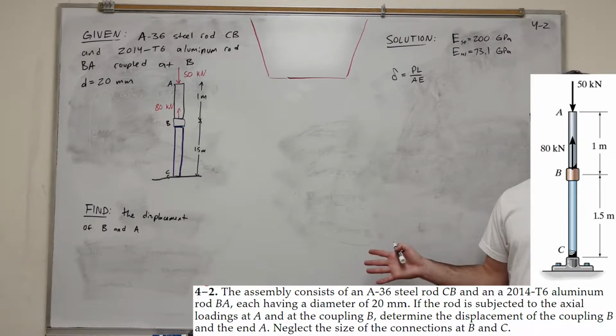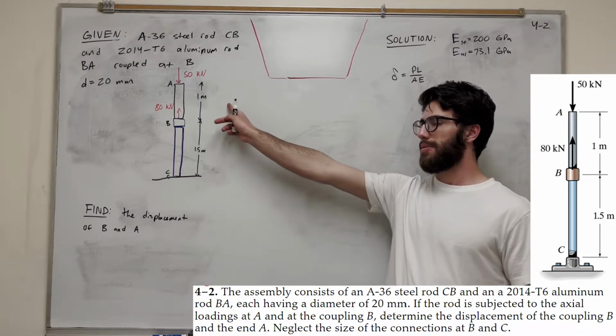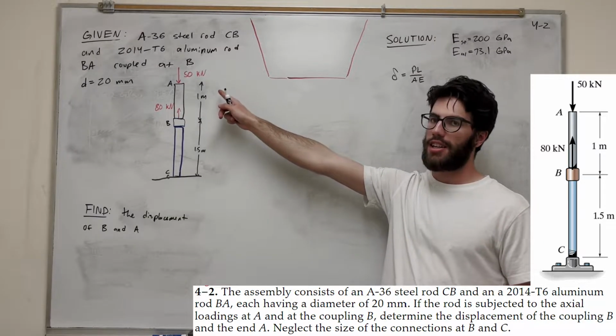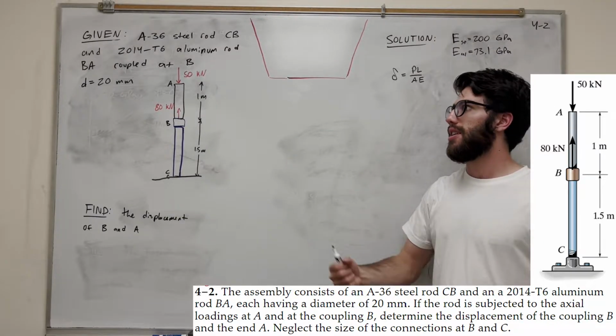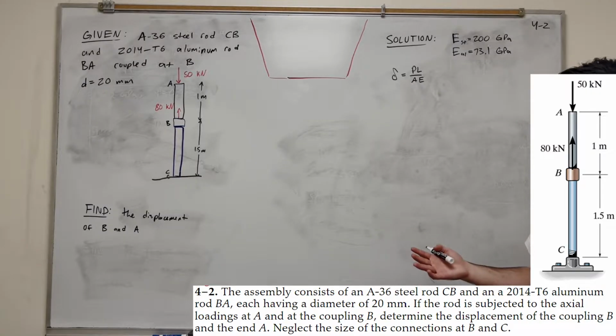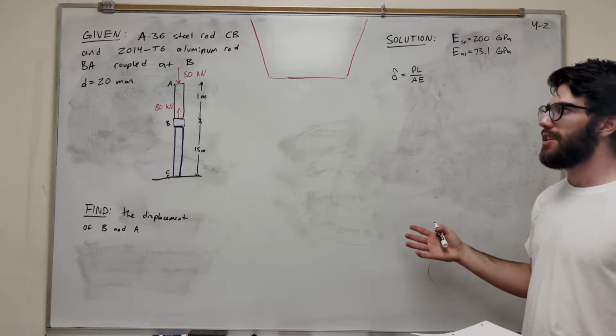So we got this problem here. We have these two different rods made of different materials, and we got these two forces acting on them, and they're coupled together at B. Our goal is to find the displacement at point B and at C due to these forces, right?